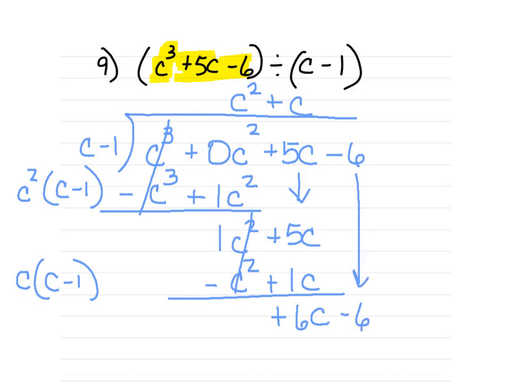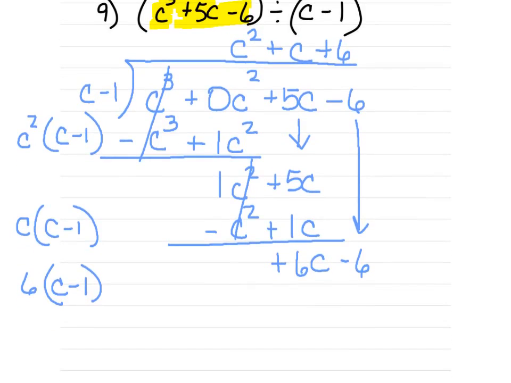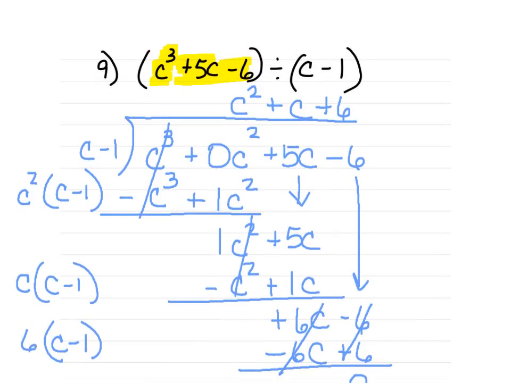Now I ask myself, how many times does c go into positive 6c? And the answer is positive 6 times. So we're going to multiply now. 6 times c minus 1. 6 times c is 6c. 6 times negative 1 is negative 6. Because we are subtracting, I'm going to change the signs. And notice here, there's 0 remainder. So my solution, or my quotient, is c squared plus c plus 6.